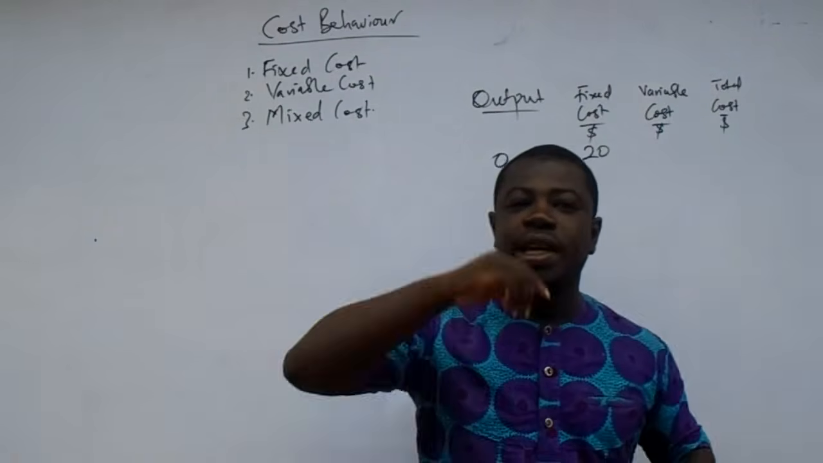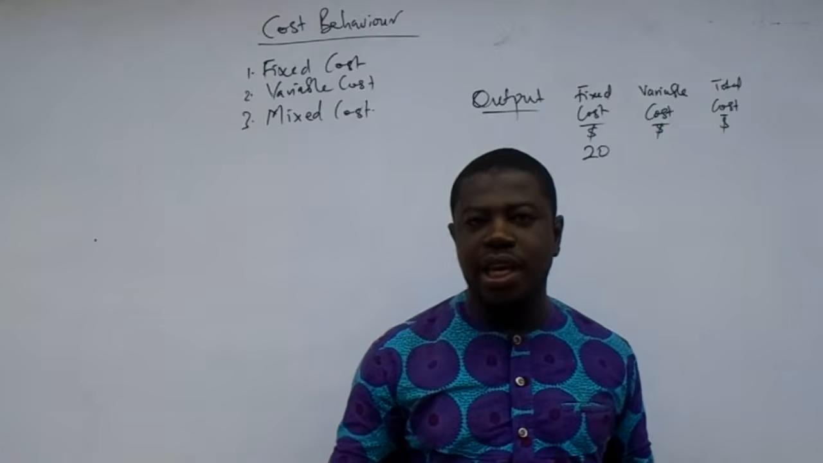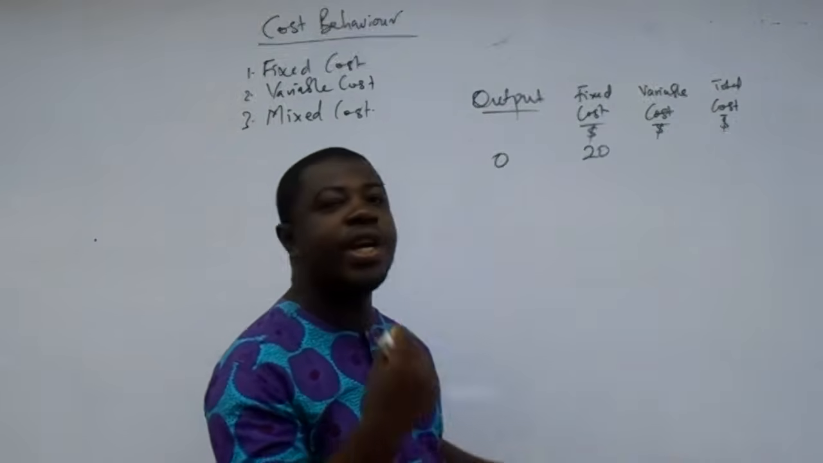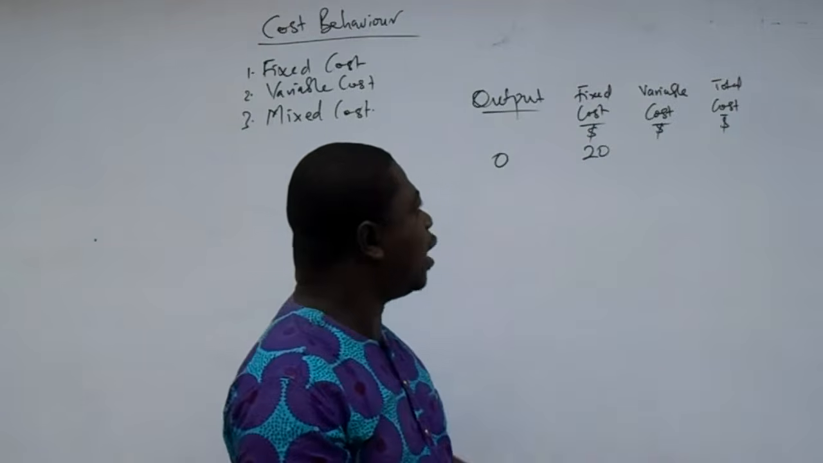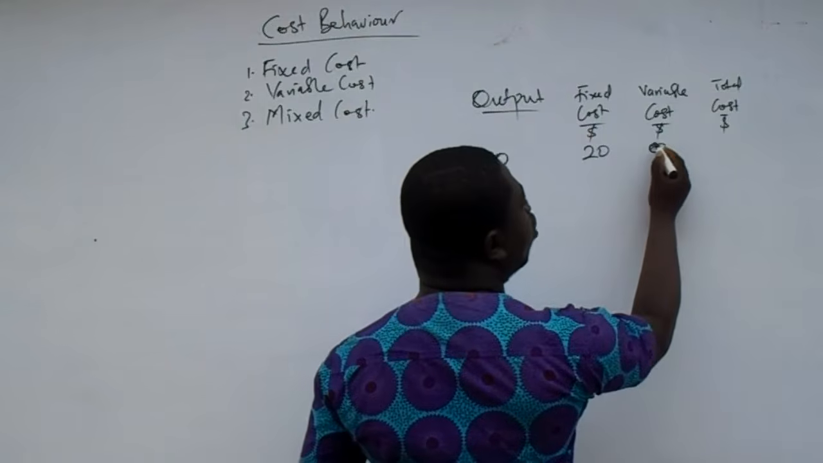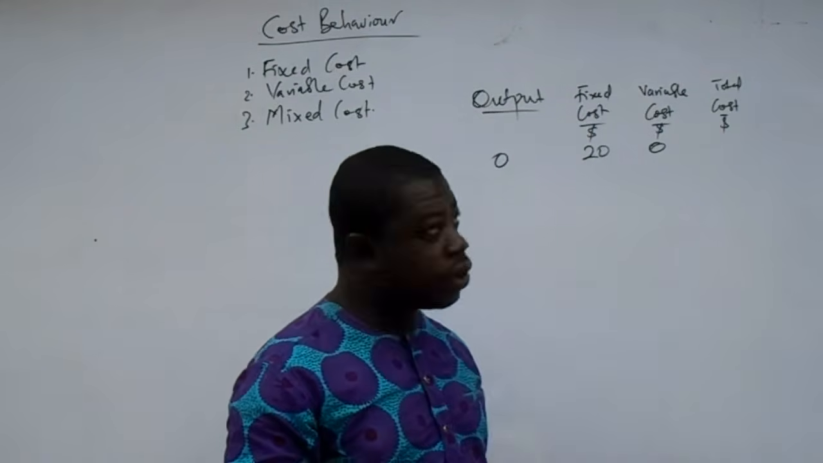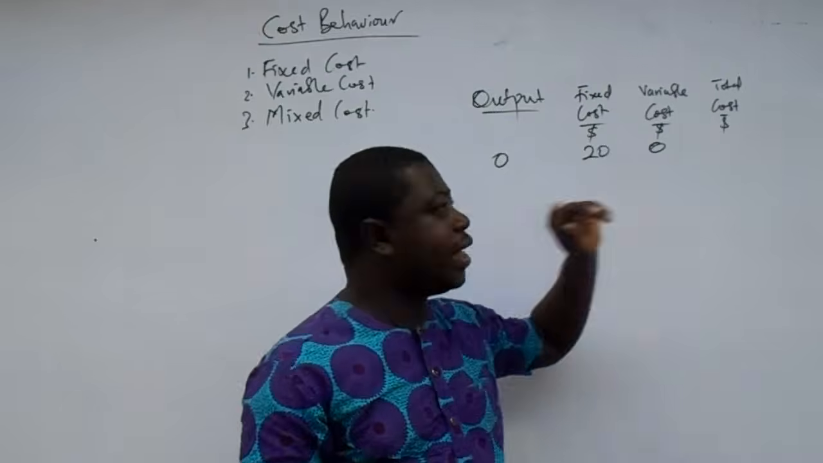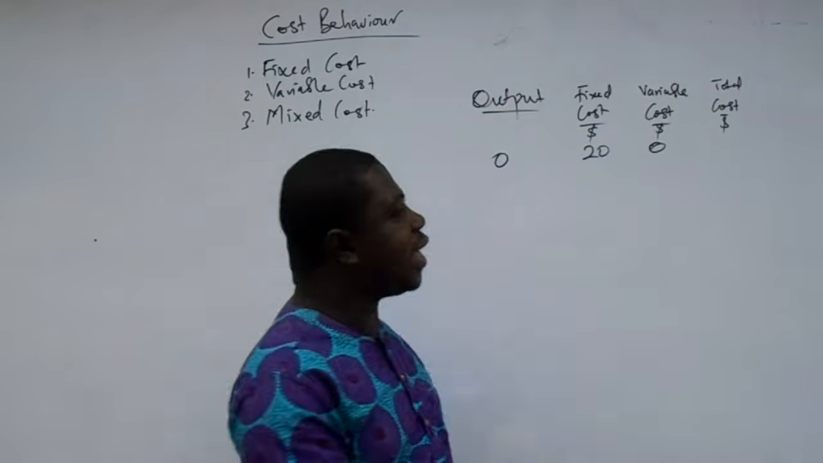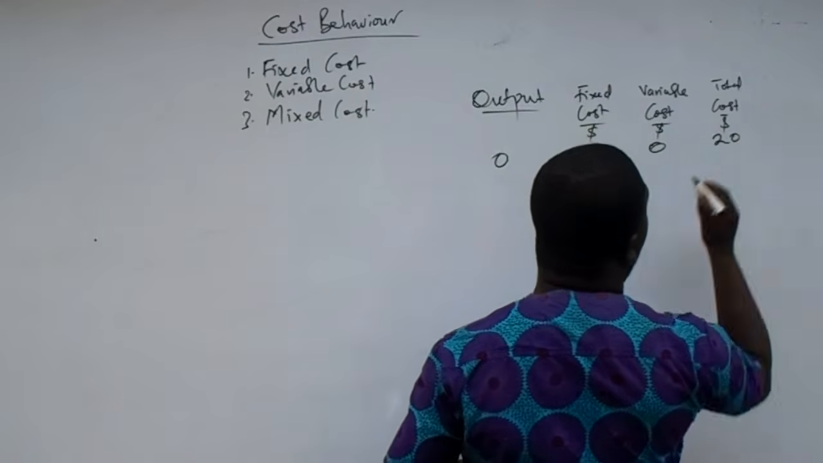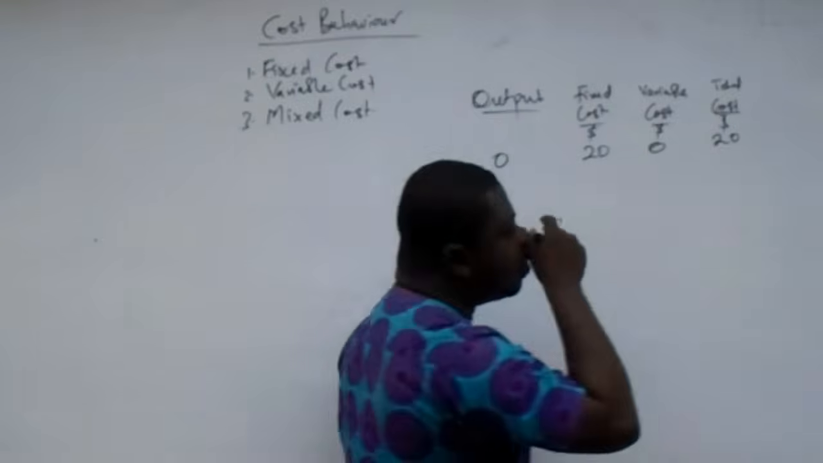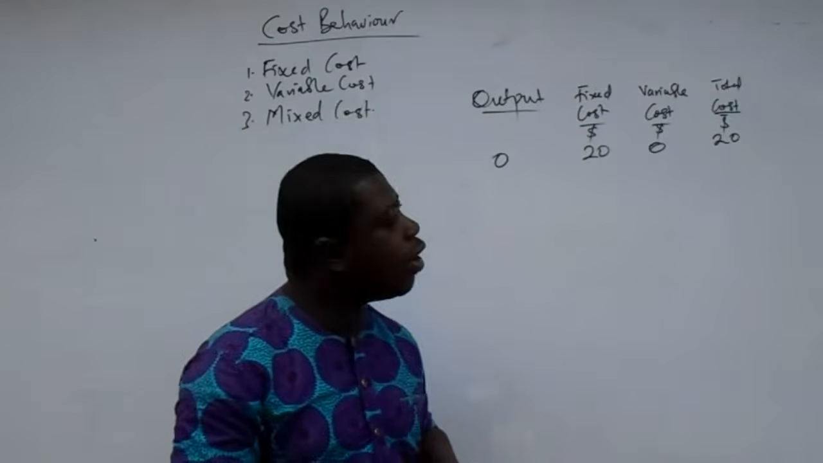Now, variable cost varies proportionately with output. In other words, as you produce, for every unit that you produce, you incur a proportionate variable cost. And so once you are not producing anything, there will be nothing for variable cost. So there will be a zero variable cost. Now, total cost is the combination of fixed cost and variable cost. And so once there is a fixed cost incurred, there will be a total cost of $20, since there was no variable cost incurred. And so this is an example of what I was talking about.